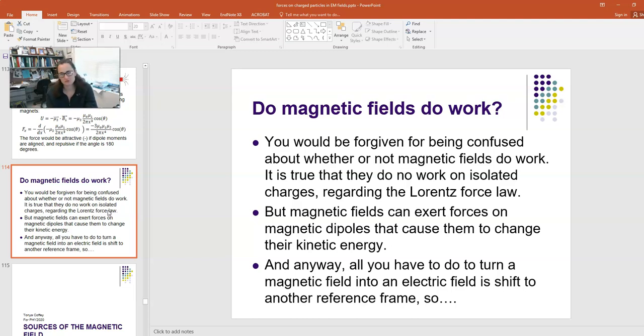And maybe we shouldn't worry about this as much as we do anyway, because after all, as we've seen in a previous lecture, all you have to do to turn a magnetic field into an electric field is shift to another reference frame anyway. So, meh.